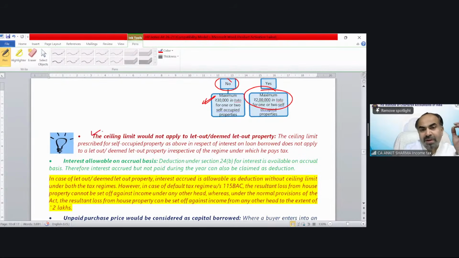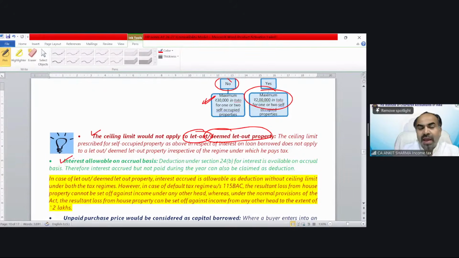The interest limit is not applicable in case of let out or deemed let out property. So only in case of A and B, that means property self-occupied or vacant, when the value is nil, the interest restriction is there. But if the property is let out or deemed let out, then interest can be claimed and there is no such limit for it. Fine, we will discuss that in the let out case.